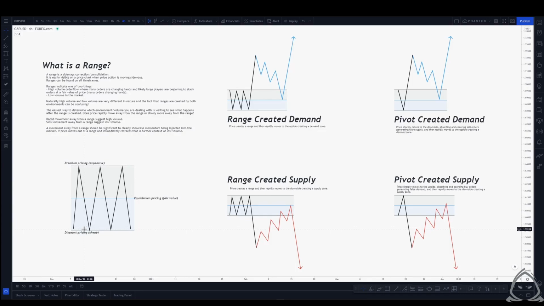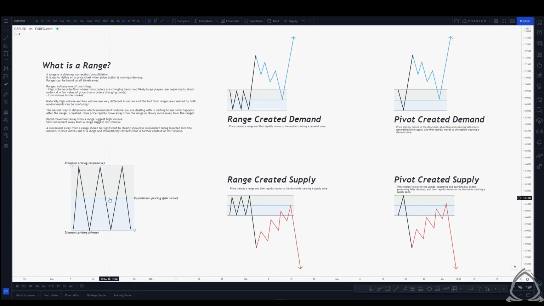Now, if we consider the concept of supply and demand, we have premium pricing or supply, and we have discount pricing or demand. And then we have the equilibrium, which is the fair value pricing where supply and demand are being met. And what you'll see within these ranges, especially if you drop down to lower timeframes, there are a lot of moves back into the equilibrium points as well as premium and discount. And basically what's happening between this range is a lot of orders are changing hands because there's a fair value at that point.